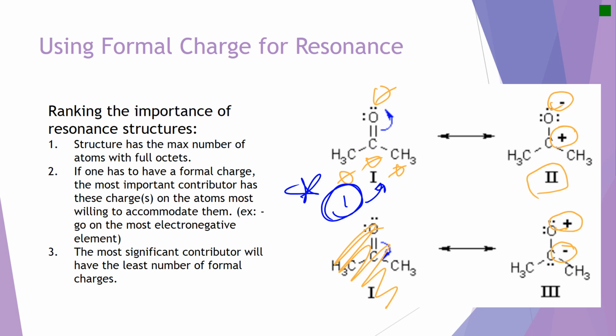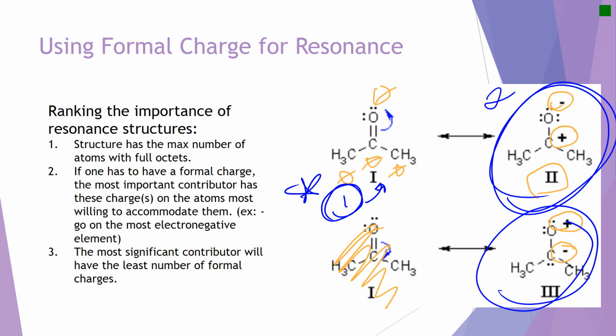Then we have a comparison between 2 and 3. In 2, the negative is on the oxygen, and in 3, the negative is on the carbon. Well, oxygen is more electronegative, so we're going to want the negative charge to be on that oxygen. So number 2 would be the second most stable or more desirable, meaning it would be found the second most often out of these 3 choices. And then comes your third one.